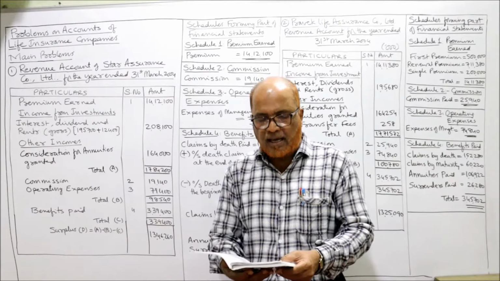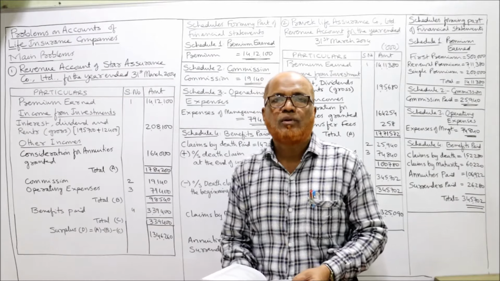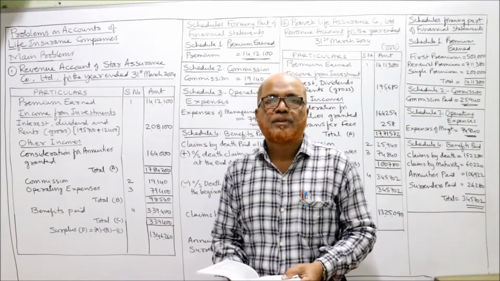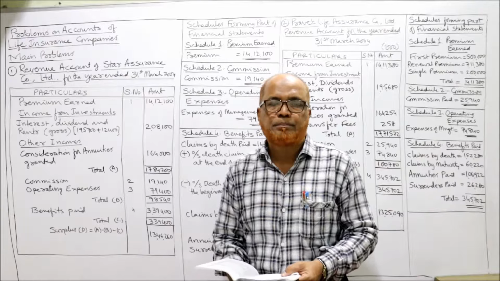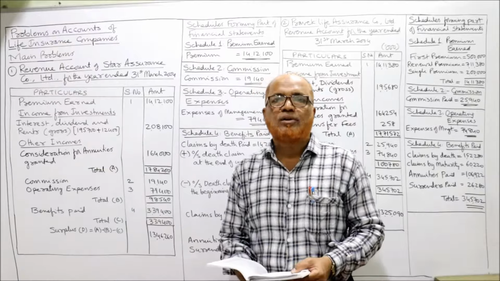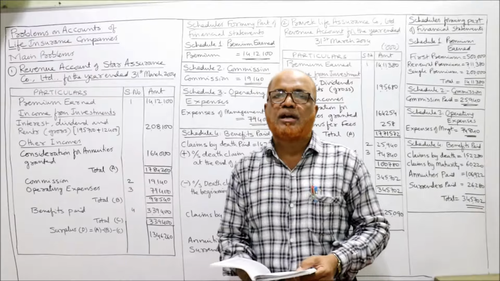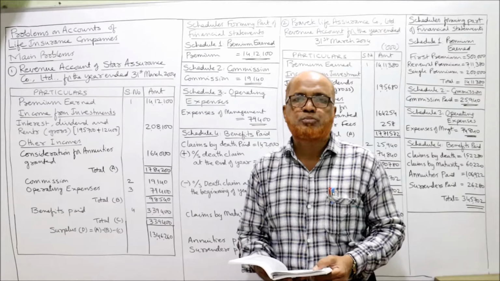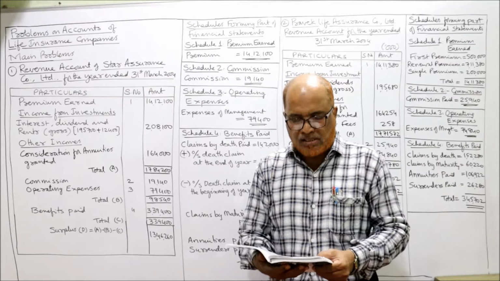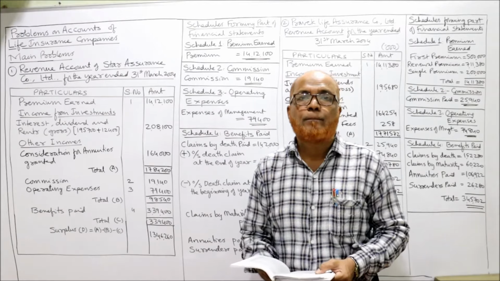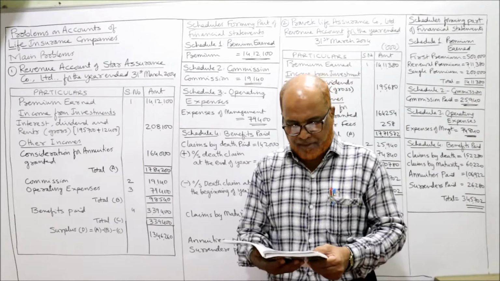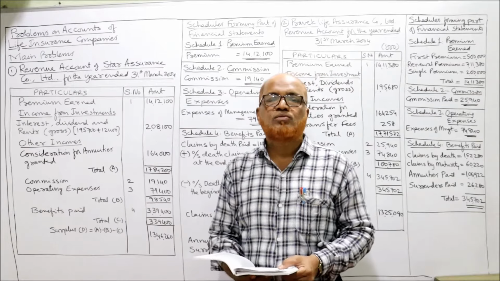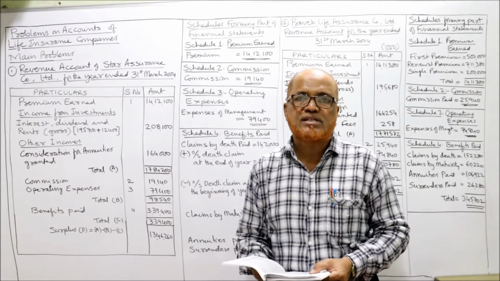Claims by death, claims by maturity: the claims will be taken in schedule number 4, benefits paid. Premium will be taken in schedule number 1, premium earned. Consideration for annuities granted should be taken under other incomes. Annuities paid go to benefits paid, schedule number 4. Expenses of management will come under operating expenses, schedule number 3. Commission, schedule number 2. Interest, dividend and rent will come under income from investments.